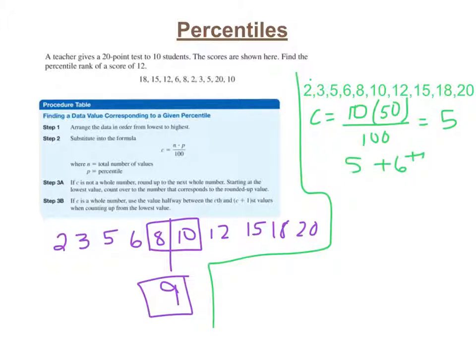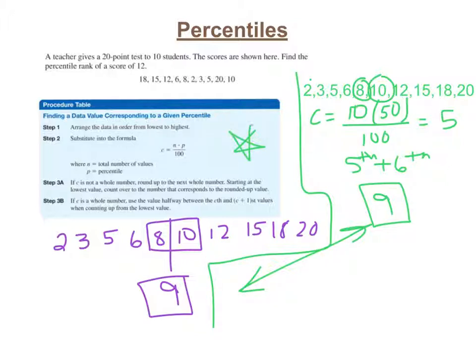So 1, 2, 3, 4, 5, there's 6. Halfway between 8 and 10 is 9. You'll see you get the same answer each way for the median. So this is best practice to do it this way. It sometimes can seem a little longer, but it's great when you have a really huge set and you're trying to figure out the median yourself. It works out really well that way.